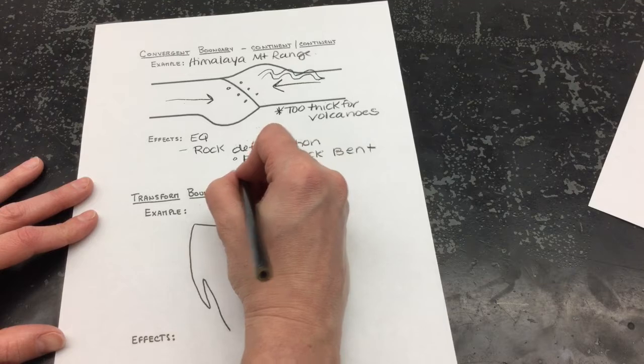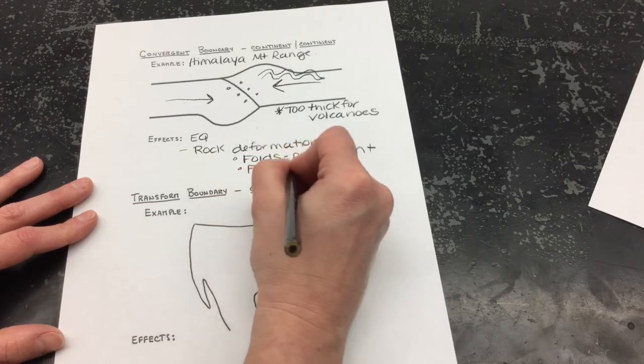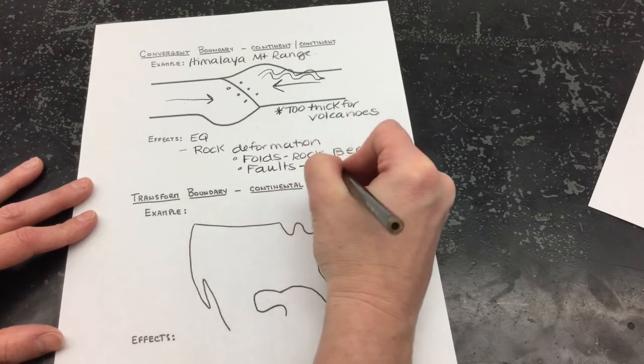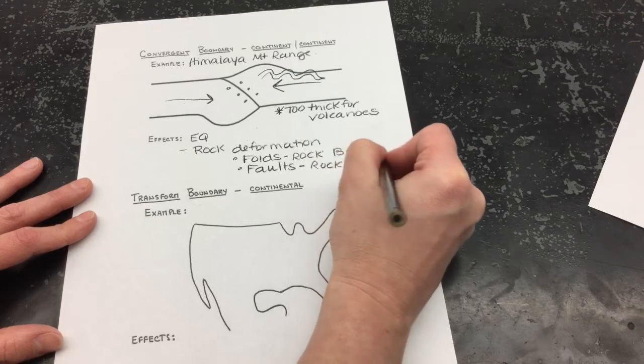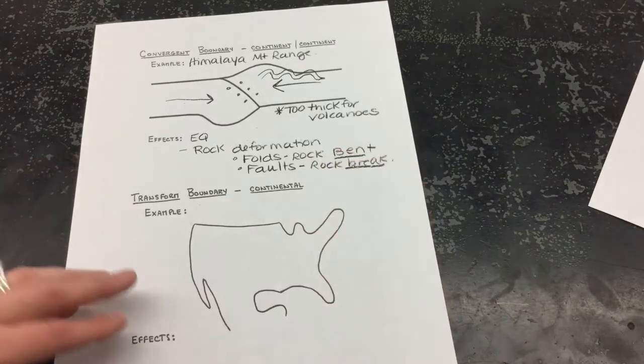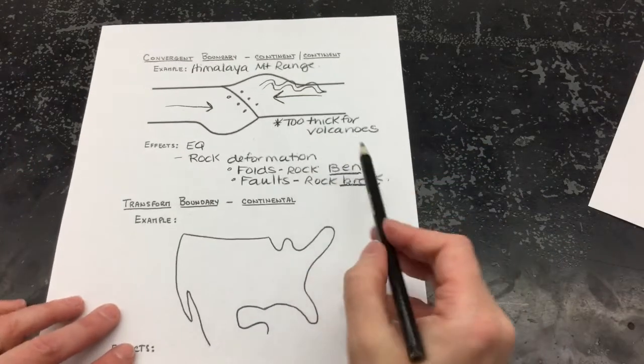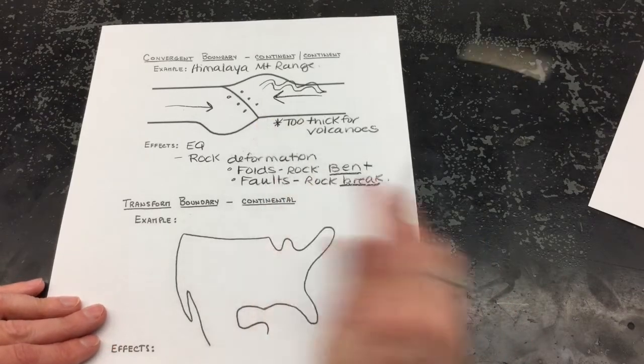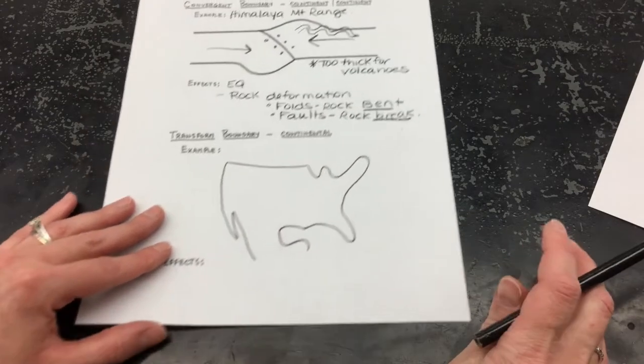and we're also going to have faults where rock is going to break. So the big difference between a fold and a fault is, did the rock bend or did the rock break? And when it breaks, that's when you can see those earthquakes forming.